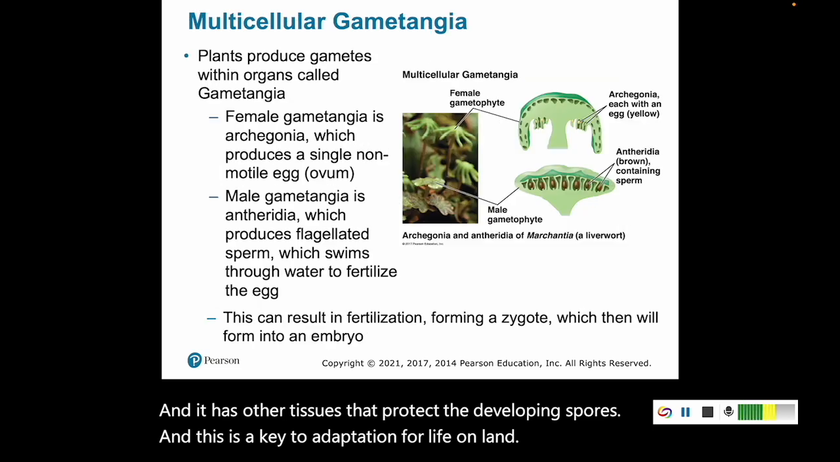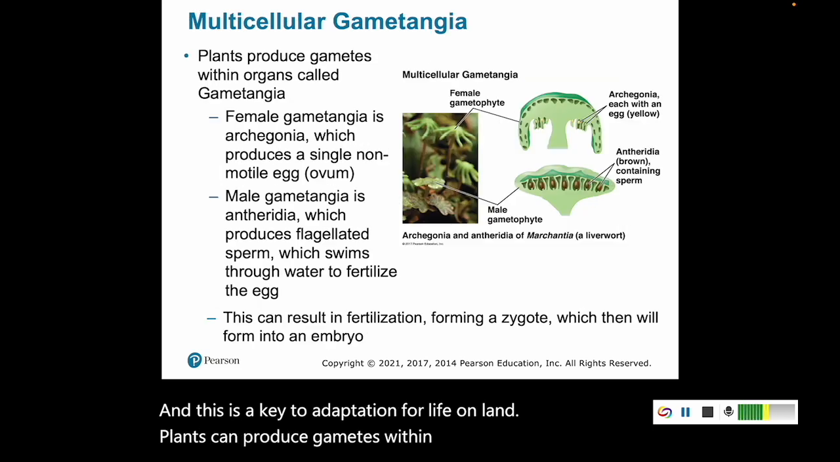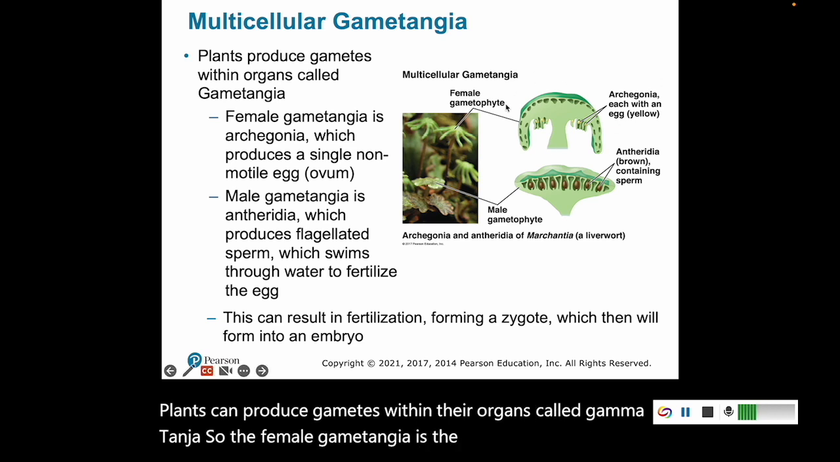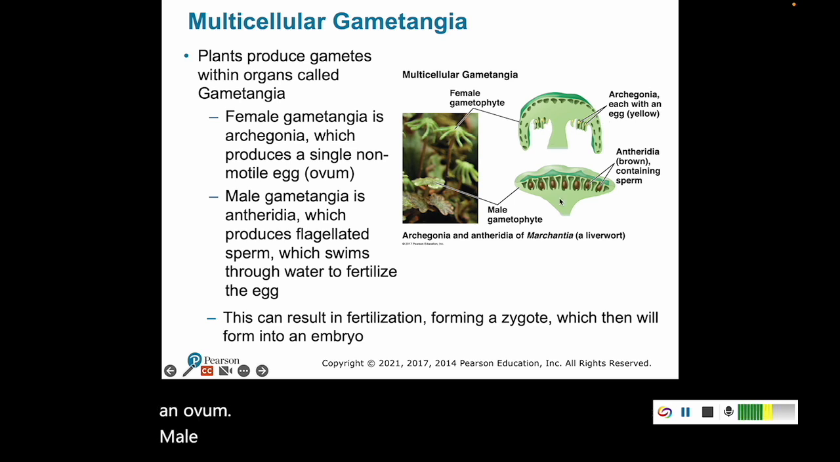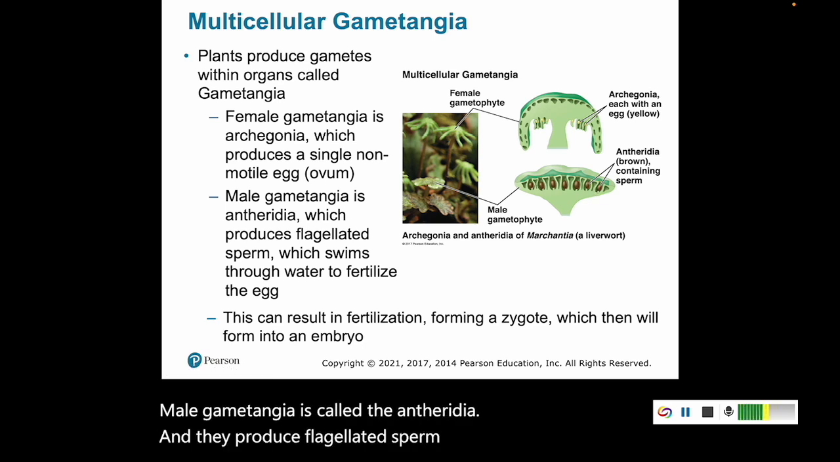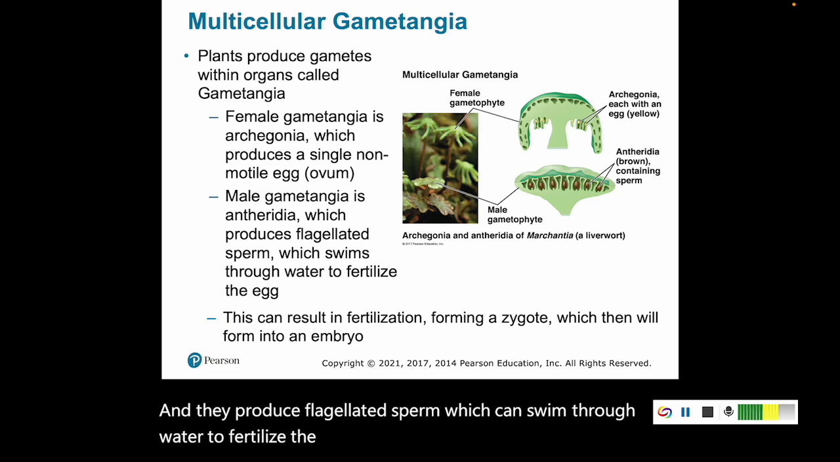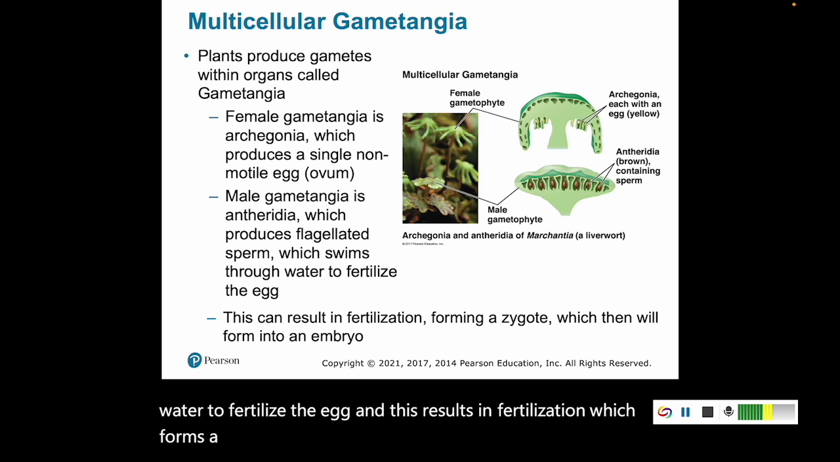Plants can produce gametes within their organs called gametangia. The female gametangia is the archegonia. That's what's shown in this image. It produces a single non-motile egg, or ovum. Male gametangia are called antheridia, and they produce flagellated sperm, which can swim through water to fertilize the egg. This results in fertilization, which forms a zygote, which then will form into an embryo.